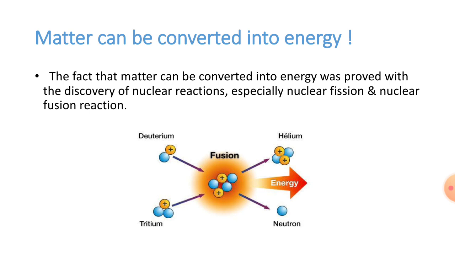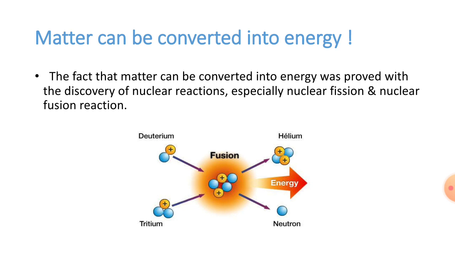Next one is that matter can be converted into energy. For example, if I am burning wood, what happens? Wood is matter, which is cellulose. If I burn it, it will produce heat energy, light energy, and along with that it will produce smoke and carbon dioxide, which pollute our air. So we should not burn wood, and we should save our nature.